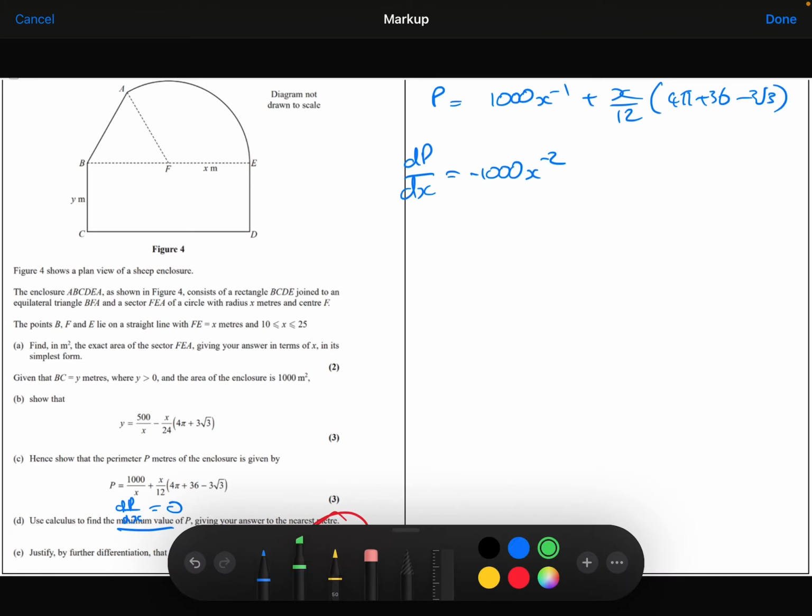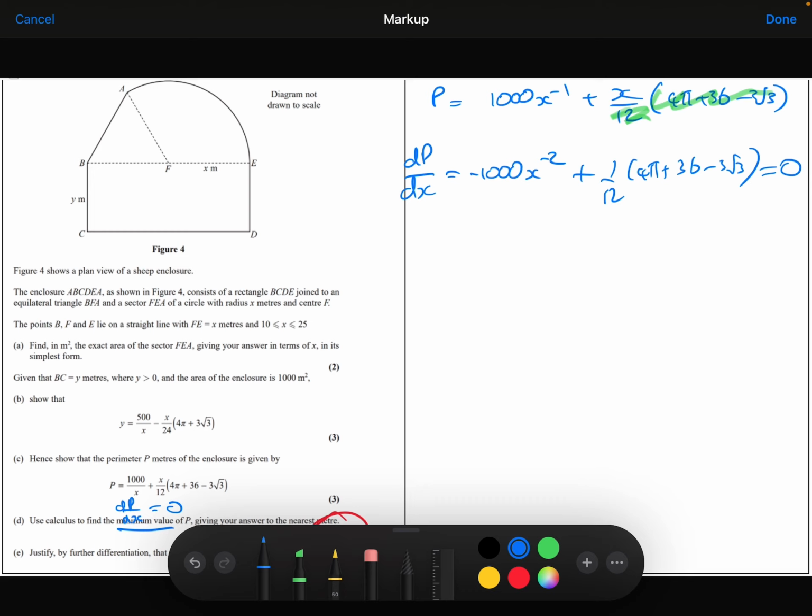And then this second term, notice that we just have a single x, and all of this is a constant. And so just differentiating x will just give the constant coefficient. Just like when you differentiate 2x, you'll get 2. When you differentiate 3x, you'll get 3. When you differentiate 10x, you'll get 10. When I differentiate (4 pi plus 36 minus 3 root 3) over 12 times x, I will get (4 pi plus 36 minus 3 root 3) over 12. And that has to equal 0 for a minimum point.